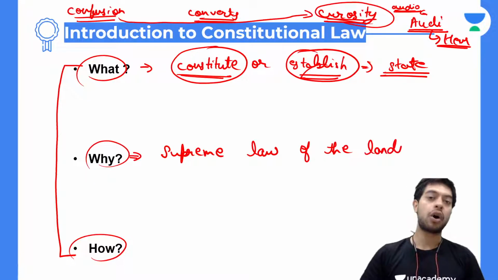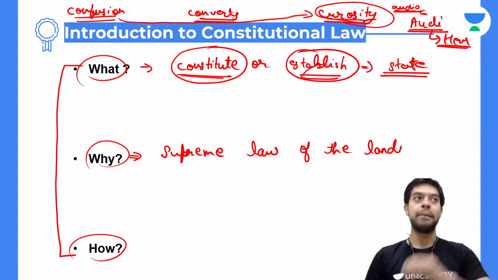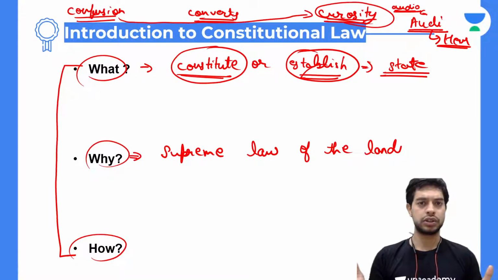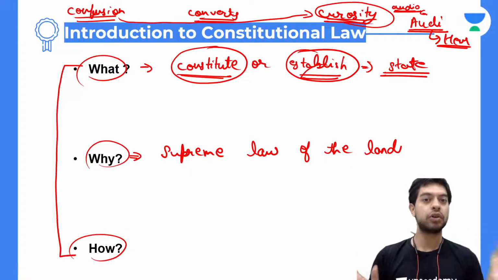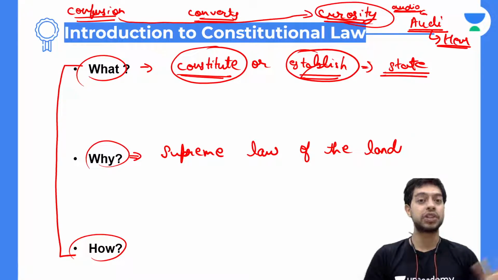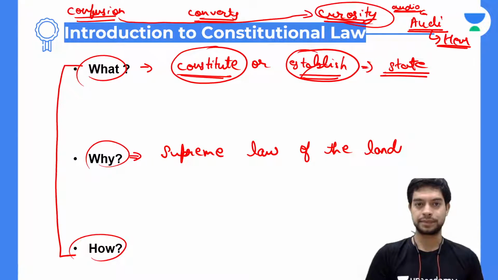Because every law of this nation, whether pre-constitutional or post-constitutional, I hope you know what a pre-constitutional law and a post-constitutional law is. Pre-constitutional laws means those laws that were made by Britishers, before the constitution was enforced. Even today 90% of the major laws in our country are pre-constitutional, like the IPC, CRPC, CPC, Indian Evidence Act, Indian Contract Act. These are all laws from the 1800s, made by Britishers.